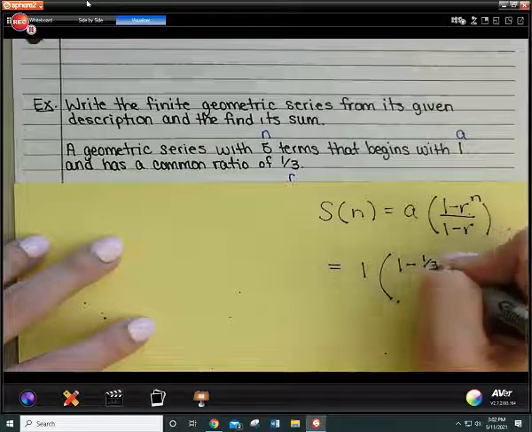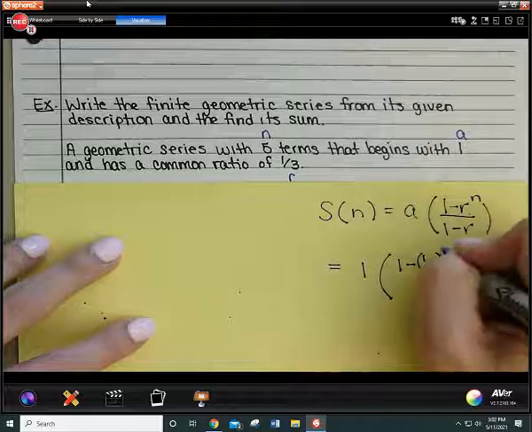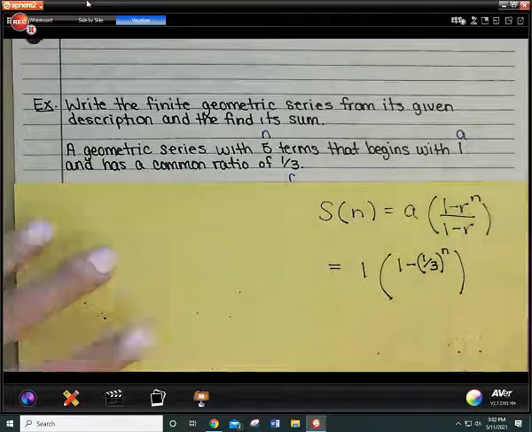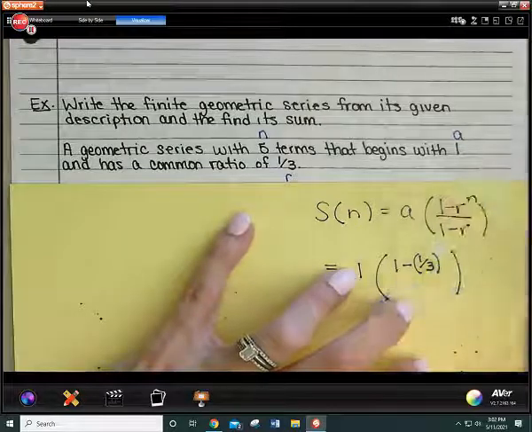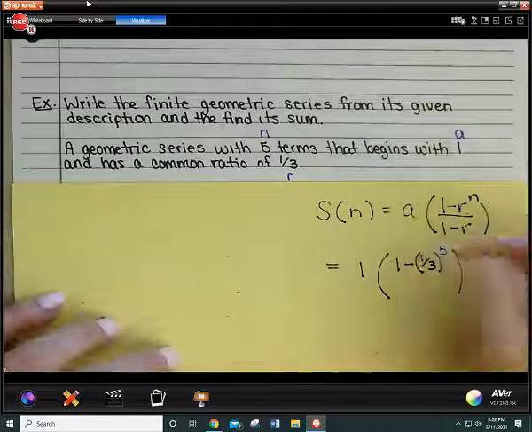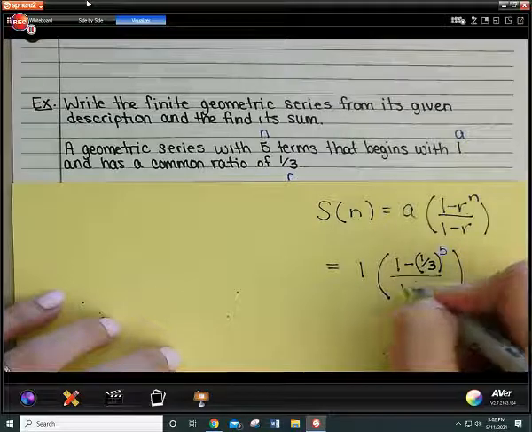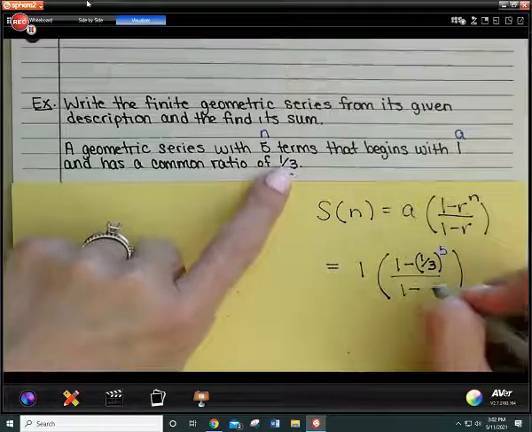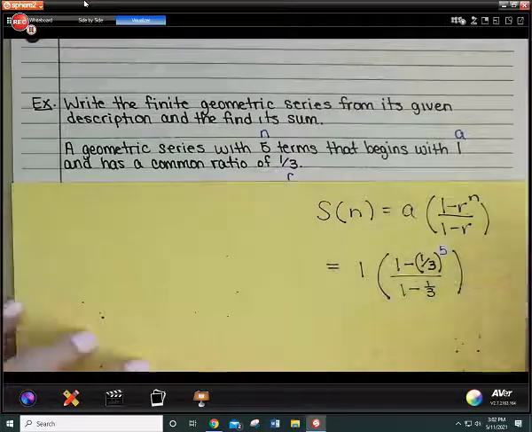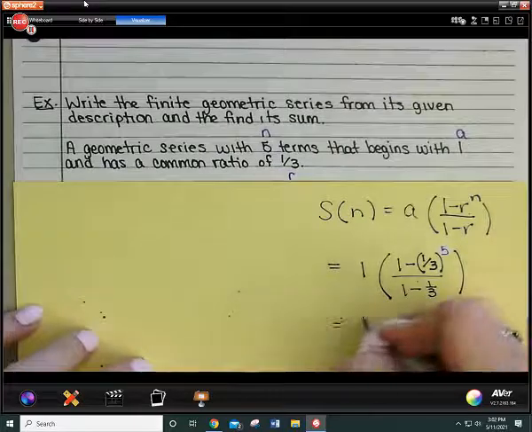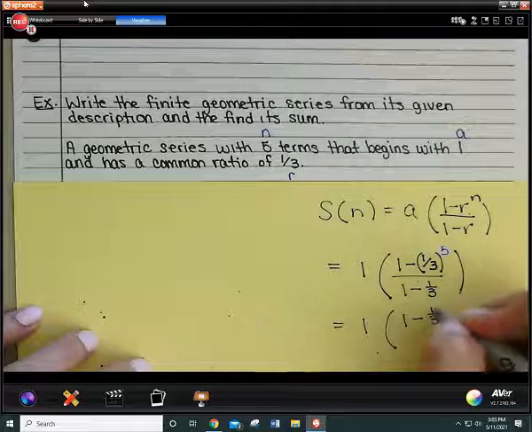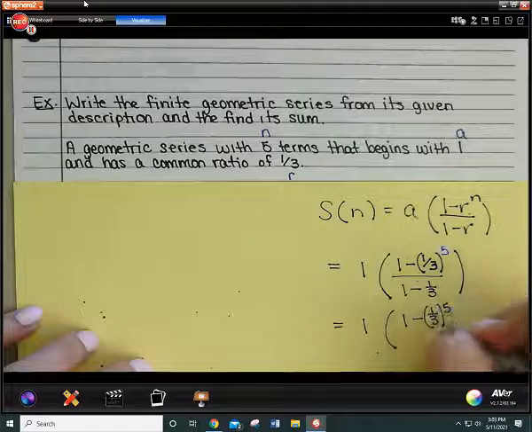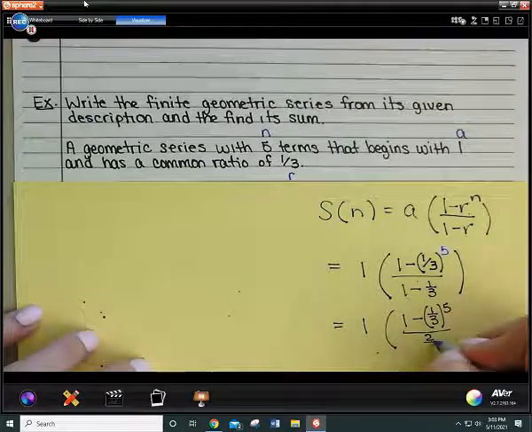So we're going to say 1/3. I'll put that in parentheses. You don't necessarily need to keep writing n, but our n is 5. And then we're going to say over 1 minus our r, which is 1/3. I'm just going to clean mine up a little bit, so I'm going to say 1 minus 1/3 to the 5th. 1 minus 1/3 is 2/3.